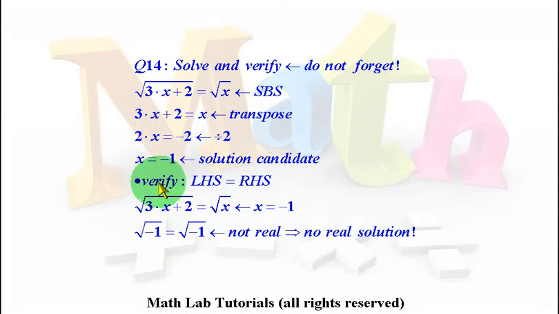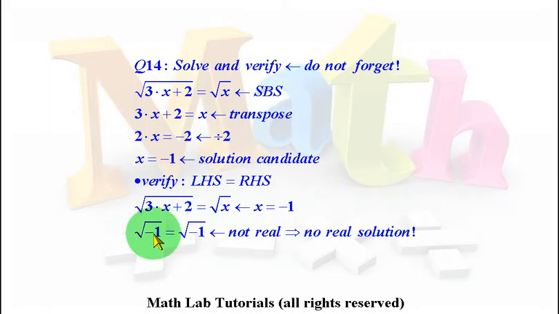Again, at the end, we need to verify that the left-hand side is equal to the right-hand side. We copy-paste the original equation, and there it is right there. Then we get our solution candidate and substitute it into the original equation. When we do that, on the left, we get 3 dot negative 1 minus 2, which is negative 1. On the right, we get the square root of negative 1.